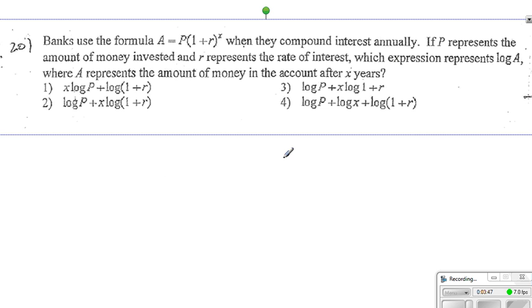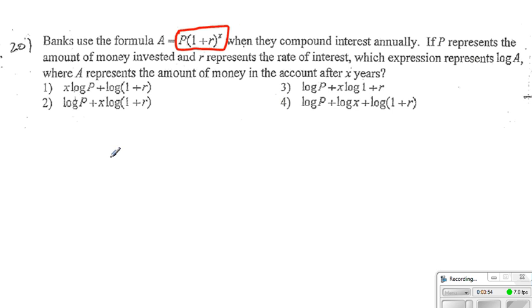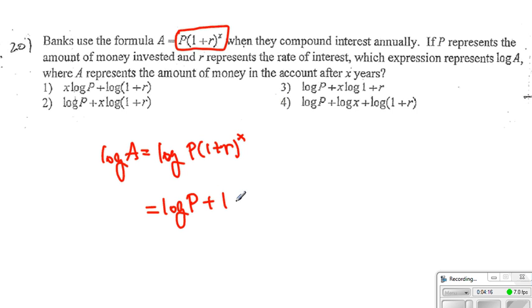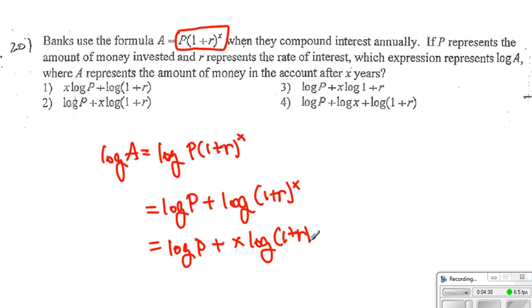Alright, so here we have, when you take the log of a, that means we are looking at the next expression here. So let's try to write this one together. Log of a must be equal to log of p times 1 plus r to the x power. Since we see the multiplication, this will be equal to log of p plus log of 1 plus r to the x power. Now, due to the power rule, x can come to the front, and here we have a log of p plus x times log of 1 plus r, and that becomes our answer.